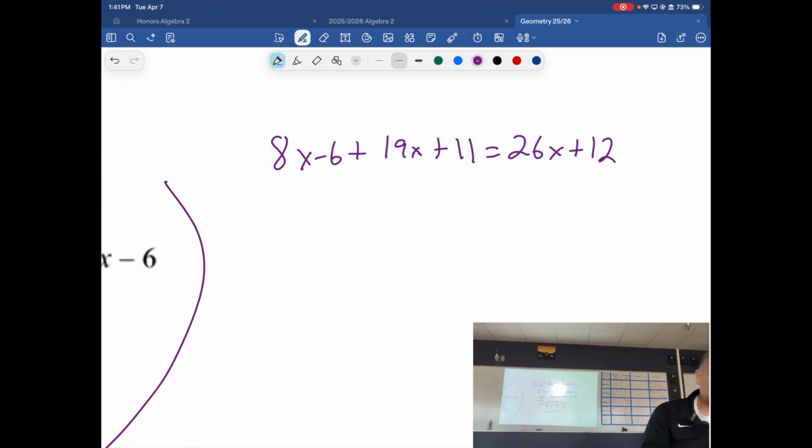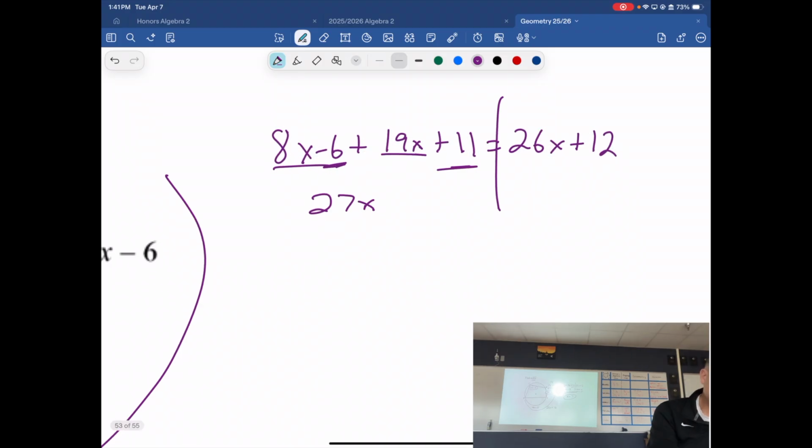Is that the answer? Nope. We've got to plug it into HA. So HA is right there. 8 times 7 minus 6. 56 minus 6 is 50. 50 degrees.